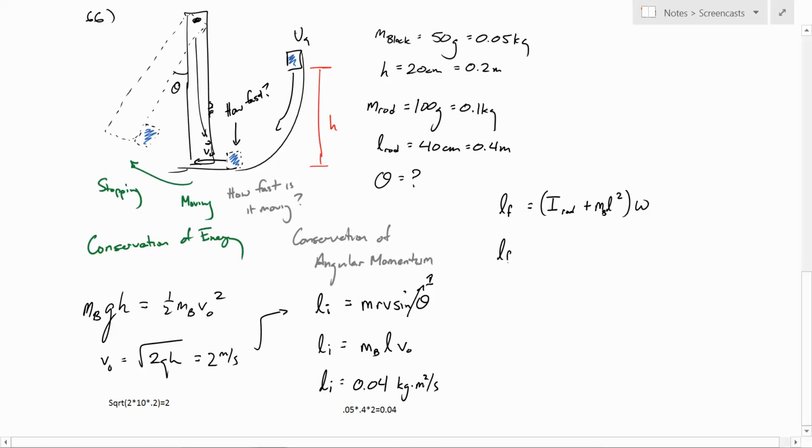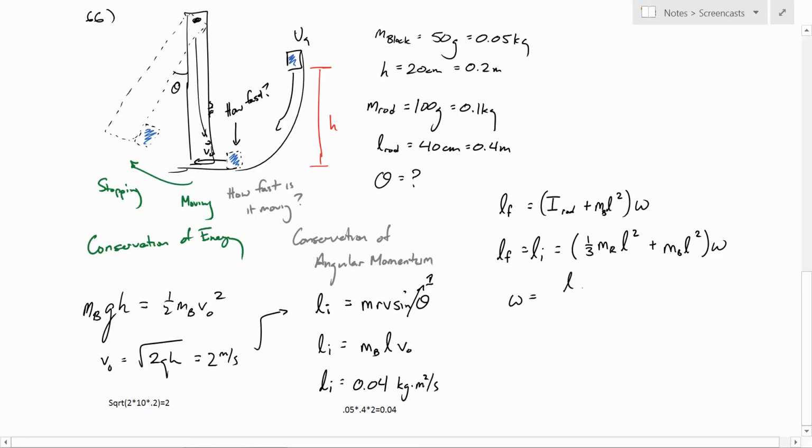So this would tell me that this is equal to L initial, which is equal to, I know from all of the previous times we've done this, that a rod about its endpoint is 1/3 m l squared. We have m block, l squared. Have to be careful to keep those separate.